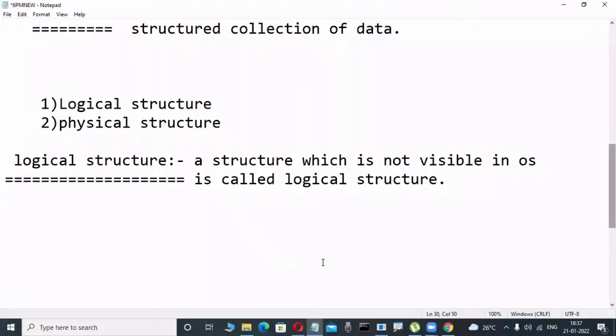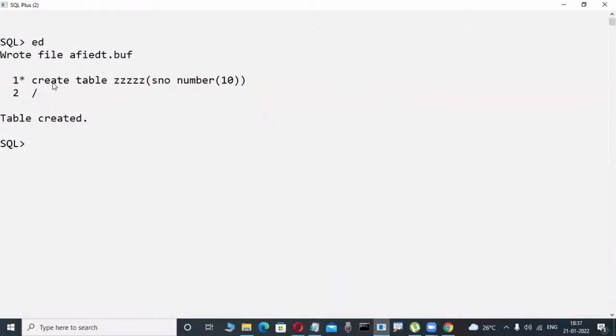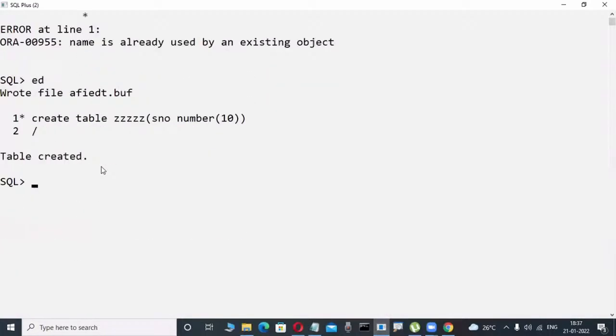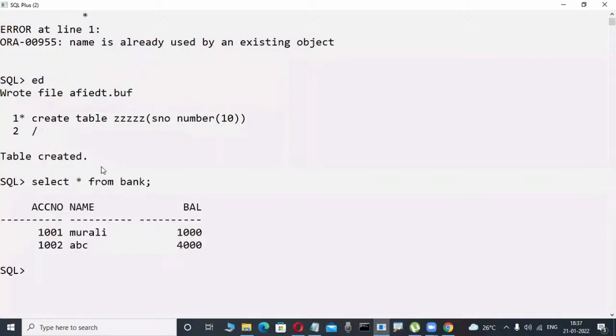That's why you are creating a table, but we are unable to view it in the C drive or D drive like that. Where is it visible? In a database. This is a database only, don't worry. In this database only, it is visible. So those tables are visible in the database, but not in your C drive or D drive.